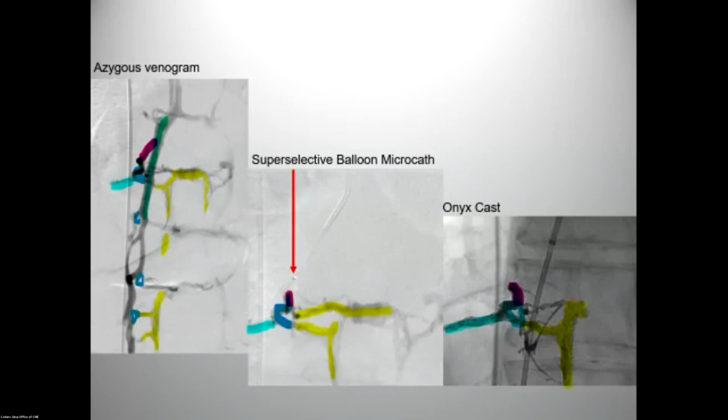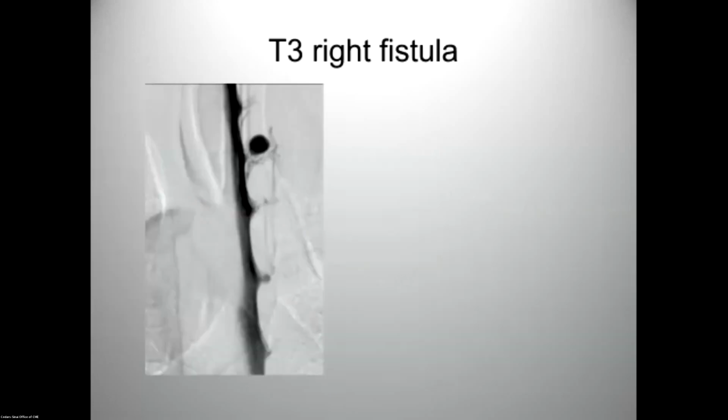Once we have the guide catheter, we go with the super selective balloon microcatheter and take the balloon microcatheter right to the neuroforaminal region, as you can see here, and then do the venogram with the balloon inflated so that there's no backflow into the system, and you can demonstrate all the collaterals and venous network there. Here's an example of a patient with a fistula, the right side at T3 level.